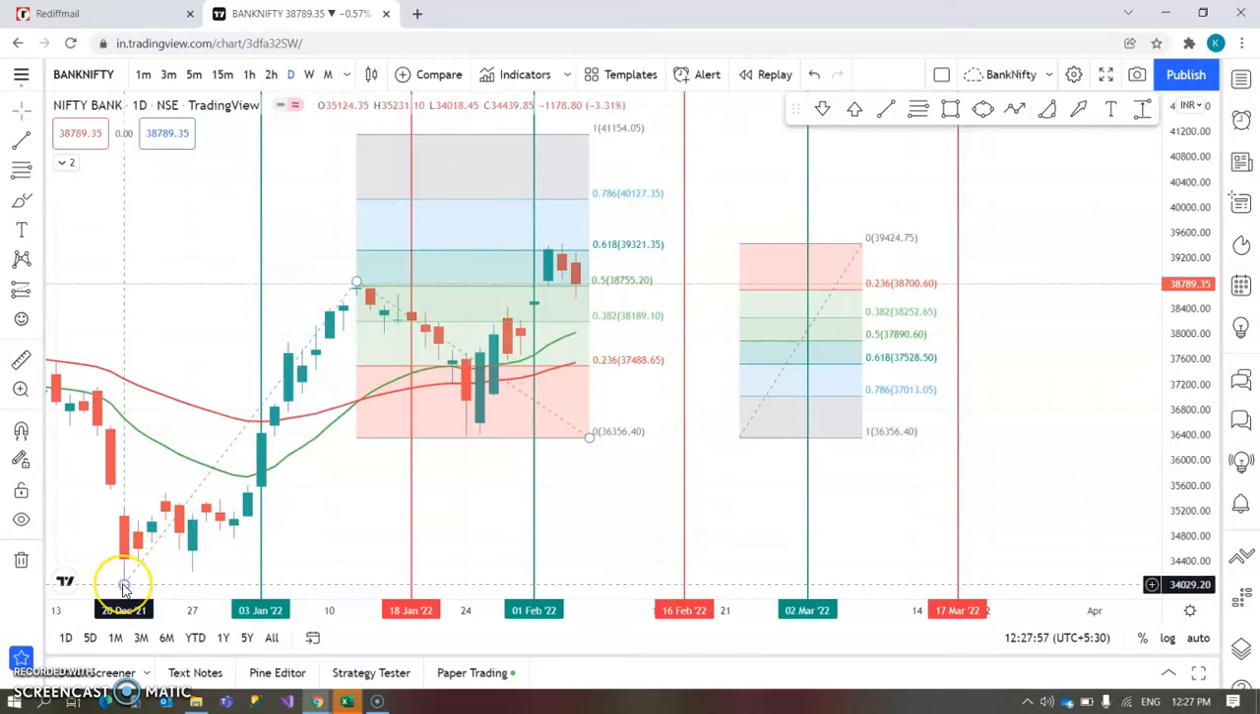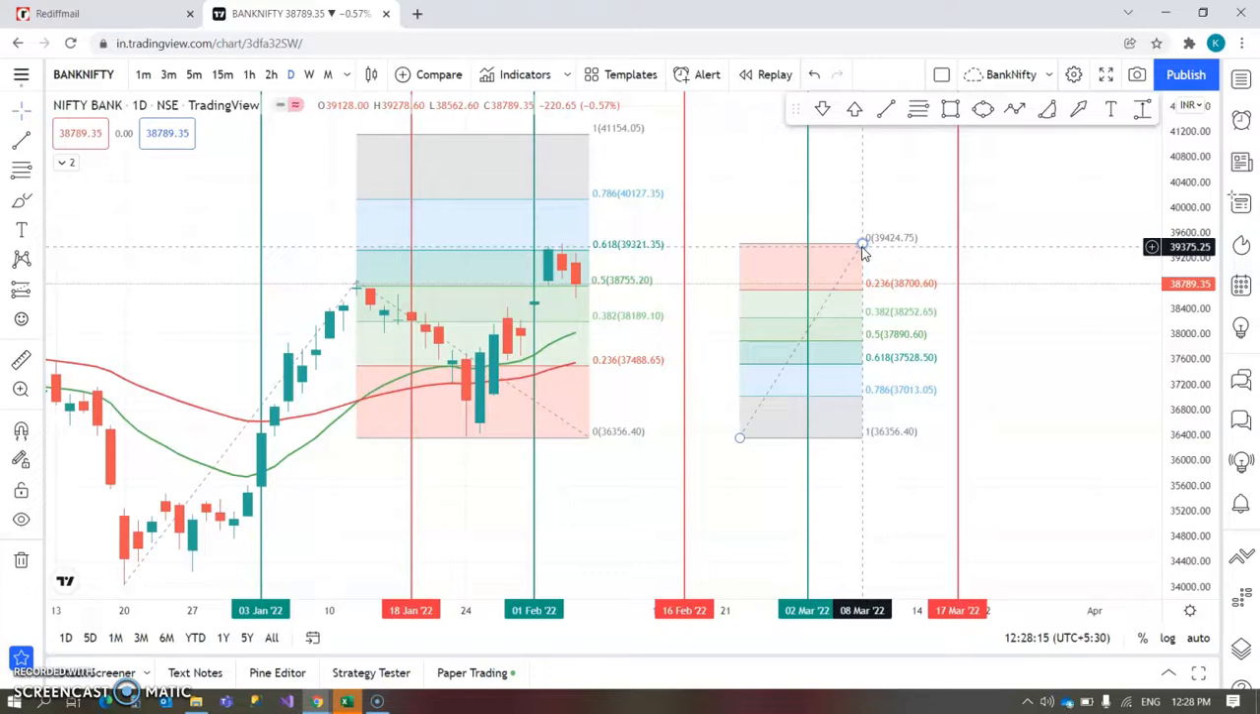So how to draw the fib extension? When you click on the fib extension, click on the first low, then the second high, and then the bottom of the next low. In this manner you can see the extension gets plotted. And this is the fib retracement. So how to draw this? You need to just connect the low and the high.